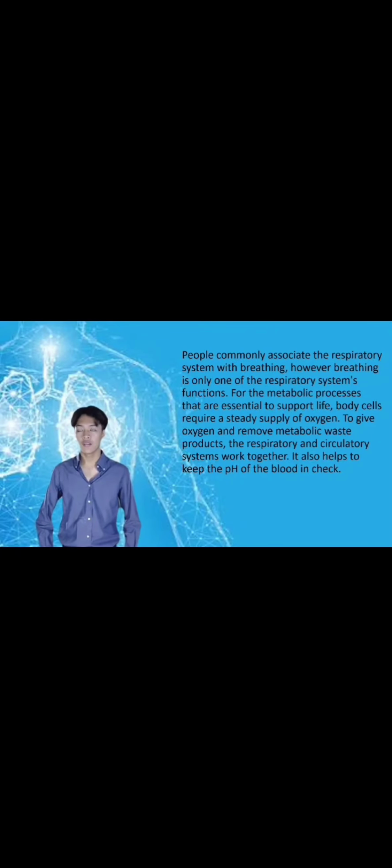This is only one of the respiratory system's activities. The body's cells require a constant supply of oxygen for the metabolic processes that are required to sustain life. The respiratory system collaborates with the circulatory system to provide oxygen and remove metabolic waste products. It also aids in blood pH regulation.